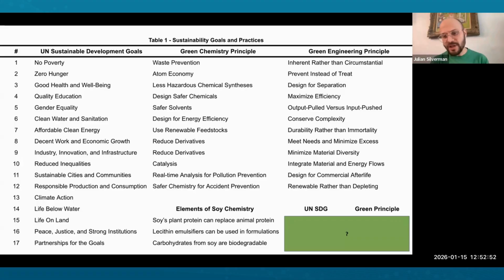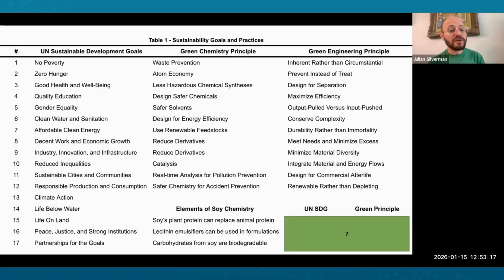And so the second challenging question I'm going to ask you is kind of a riff on what we just did. From these three ideas, can you link them to an SDG and a green chemistry principle or an engineering principle? So you're going to take one of these three elements at the bottom of the screen and just suggest which of the SDGs or green chemistry principles they relate to. I'll do the top one for you.